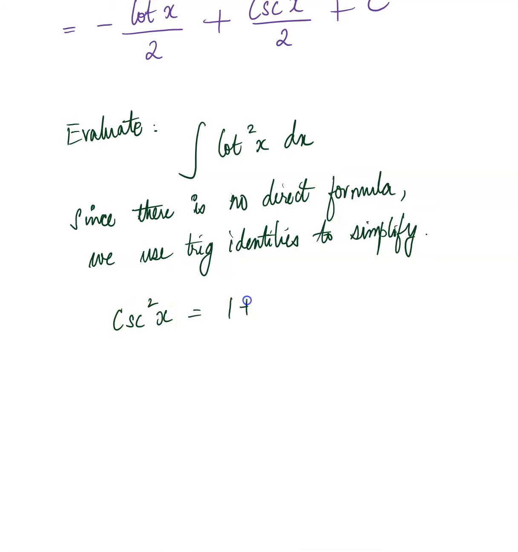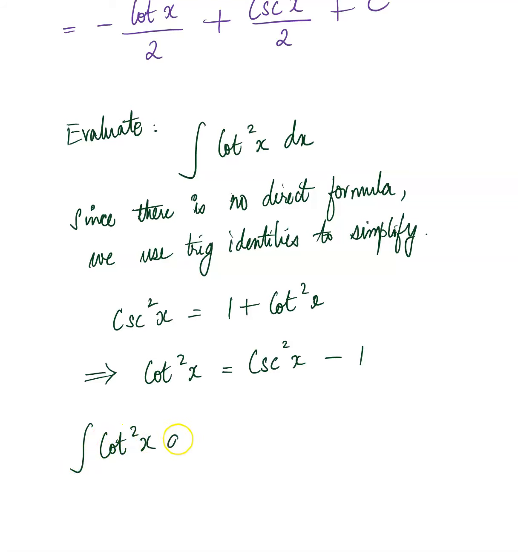Cosecant squared x is 1 plus cotangent squared x, and we also know that cosecant squared x has a formula, but not the cotangent squared x. So if I can rewrite this whole thing with cosecant instead of cotangent, that will be a lot more helpful. So this implies cotangent squared x will be cosecant squared x minus 1. And now you take the integral. So integral of cotangent squared x dx will be the same as replacing the cotangent squared x with cosecant squared x minus 1.